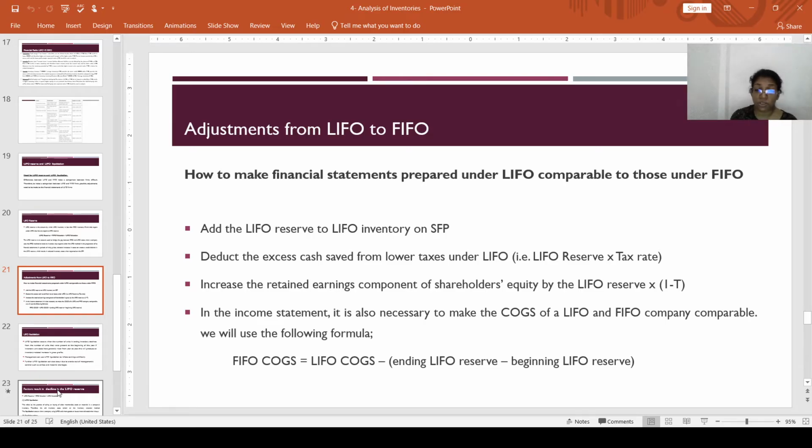Finally, in the income statement, we are going to take the cost of goods sold of the LIFO and change it to the FIFO method, because it will be useful to the investor to analyze between the industry. So this is the final equation we can use to compare the FIFO and LIFO inventory costs in the income statement.